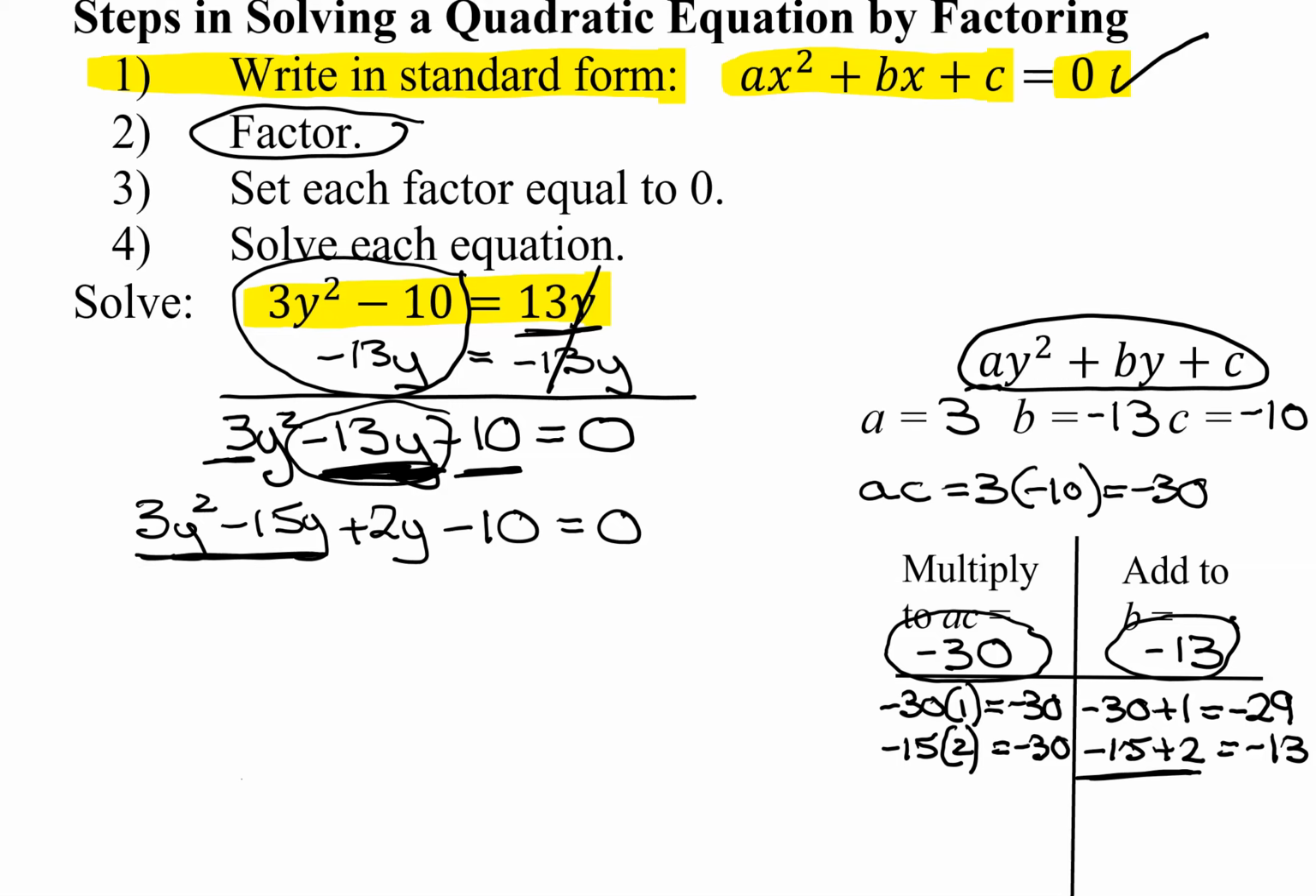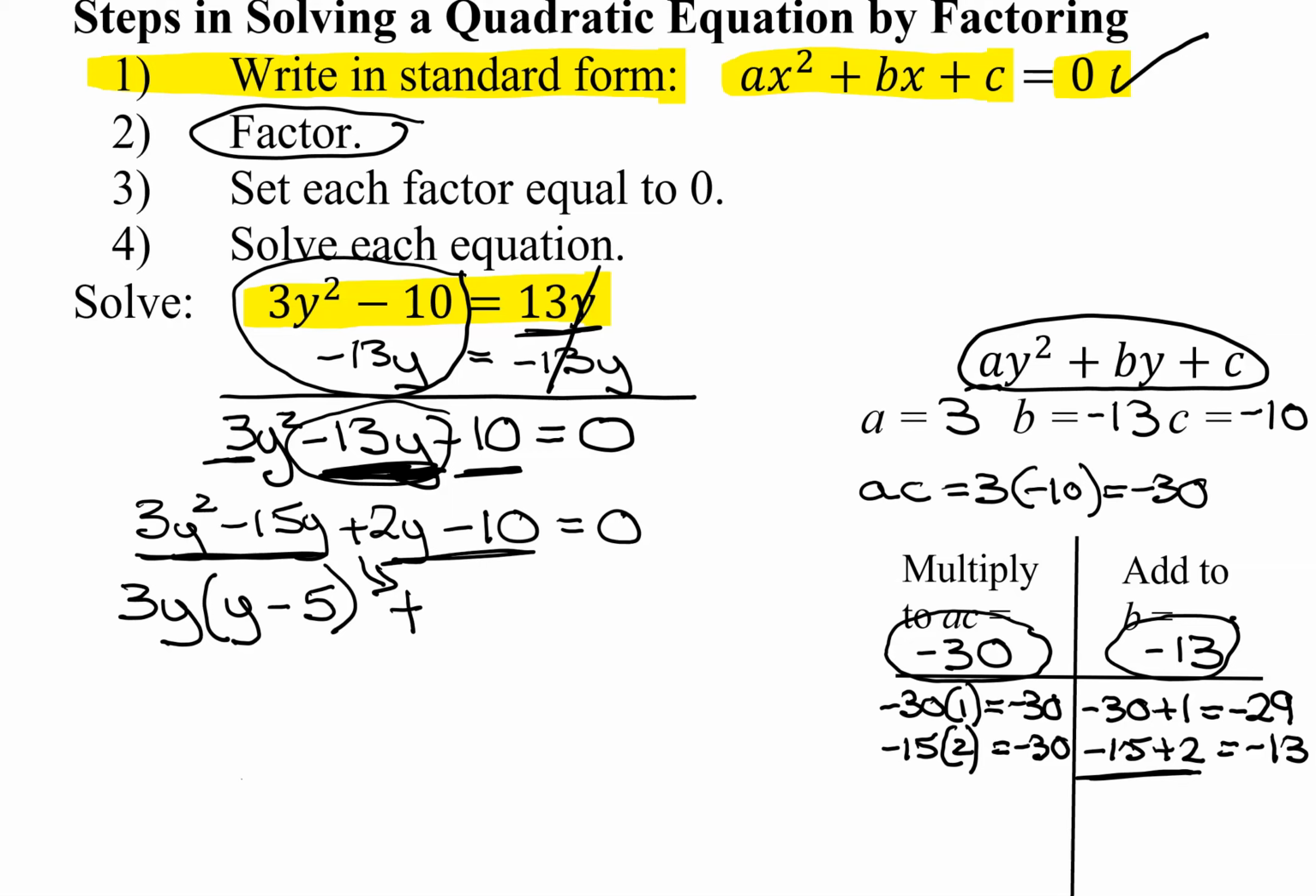What do the first 2 have in common? Well, I definitely have a 3, since 3 divides evenly into 3 and 15, and they both have a y. So I'm going to factor a 3y out of 3y squared. It's going to leave y. Factor a 3y out of negative 15y. I'm going to have minus 5. Now bring down the middle sign.